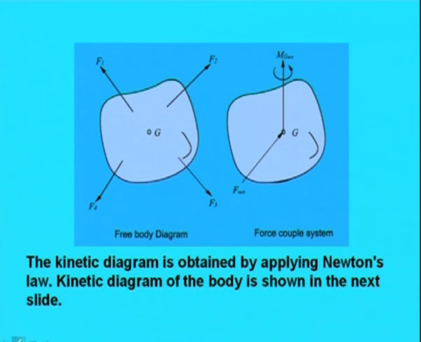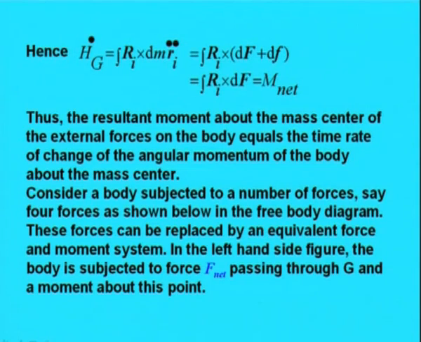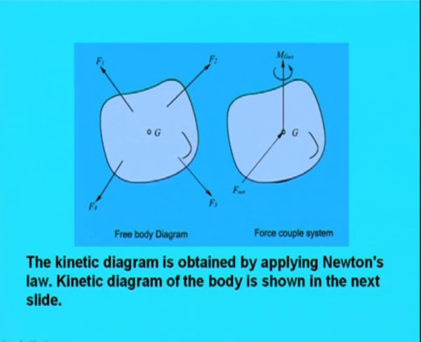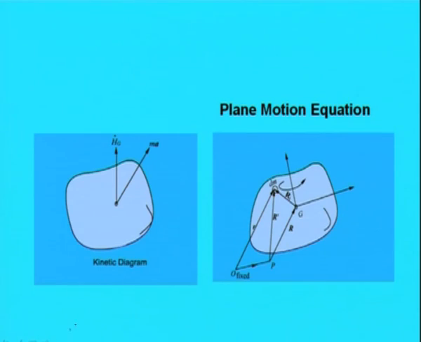Now we can obtain the kinetic diagram. The kinetic diagram basically shows the inertia forces: mass into linear acceleration, and moment of inertia into angular acceleration. The kinetic diagram is obtained by applying Newton's law. The kinetic diagram of the body is shown here.